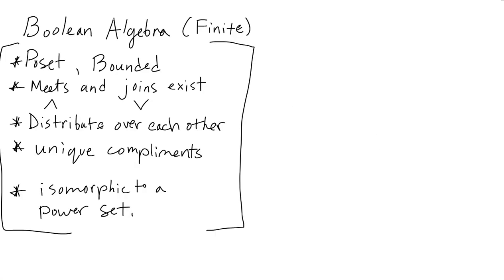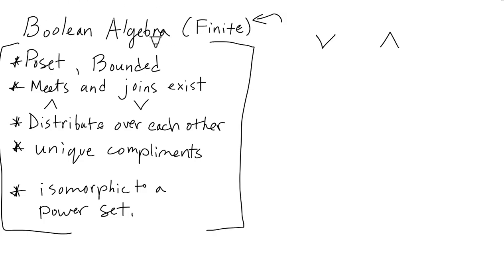We're going to talk in this video about how in a Boolean algebra we can represent the operations of or and, join and meet, completely in terms of mod 2 arithmetic, assuming our Boolean algebra is finite.